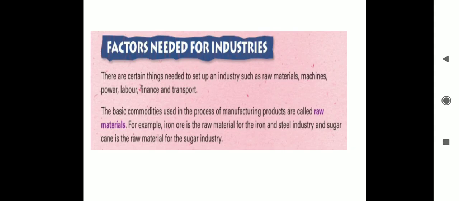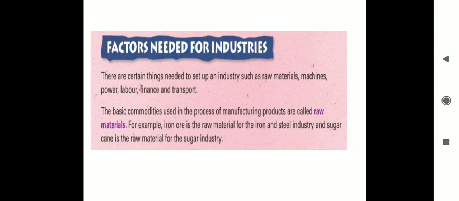Now, sugarcane is the raw material for the sugar industry. Without sugarcane, the sugar industry cannot come into existence. It needs raw material, that is sugarcane. We learnt in the previous chapter that our India is one of the largest producers of sugarcane in the world.